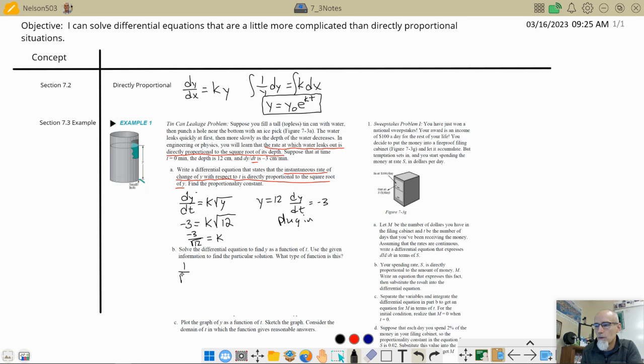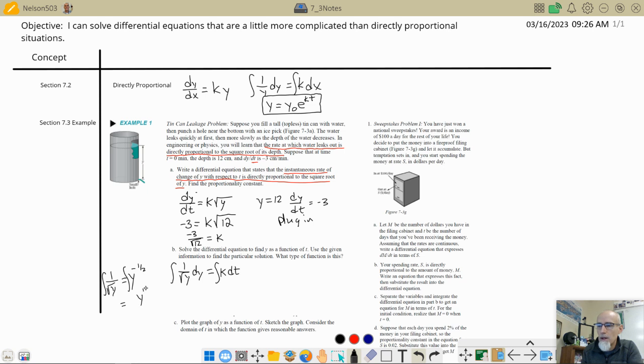So I get 1 over the square root of y dy. And then here's what I was saying. Instead of putting -3 over square root of 12 right here, I'm just going to put the k back in because it just makes my life a little bit easier. Okay. Now we take the antiderivative of both sides. And then let's see, this is the same thing as y to the -1/2 power, right? That's the same thing as 1 over the square root of y. So if I take the antiderivative, I'm going to raise the power by 1 and divide by the new power.